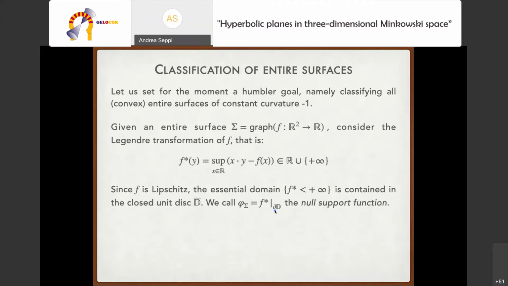Next slide, I will picture what this means. What's the geometric interpretation of this null support function? But this is the classifying object. So it's a function that is defined on the circle, and it is real or +infinity valued.